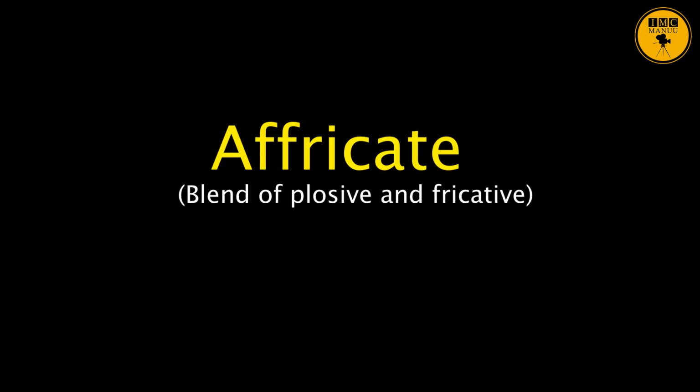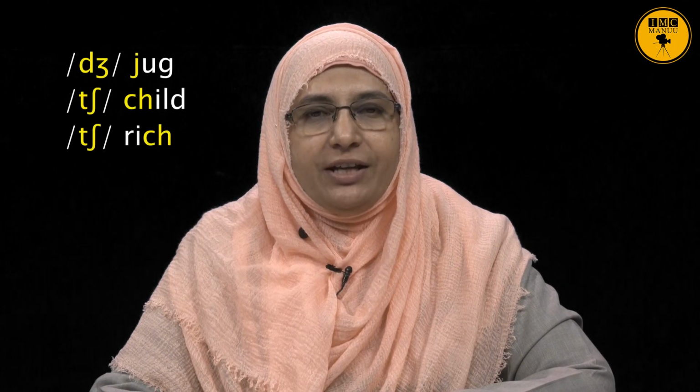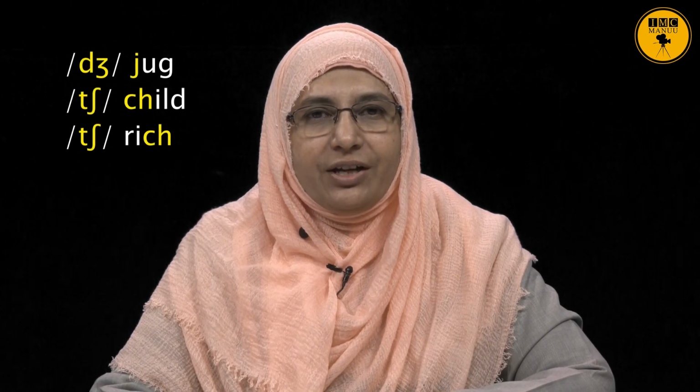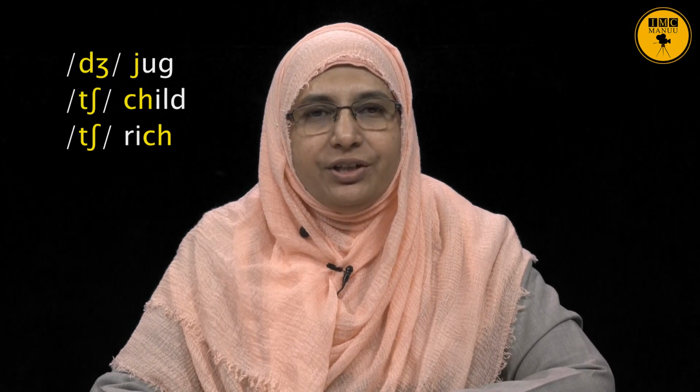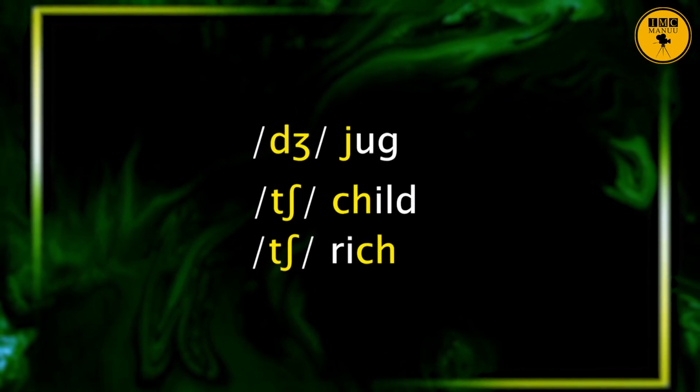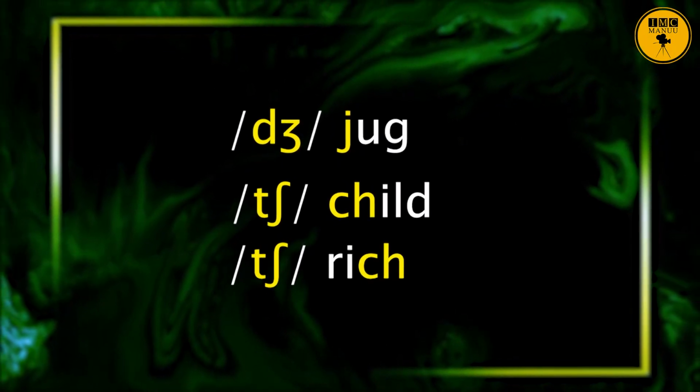Let's look at the next manner of articulation. This is affricate. An affricate is a blend of a plosive and a fricative. Jug, child, rich, jug, child, rich. The sound that is being created is both a plosive, it is also a fricative. Please repeat with me. Jug, child, rich. Remember, all the examples that I have used in this lesson are taken from your book, English Communication Skills.